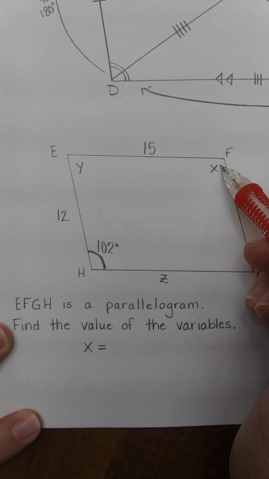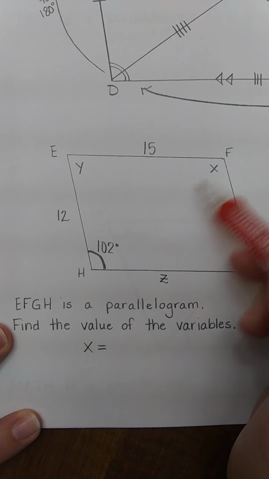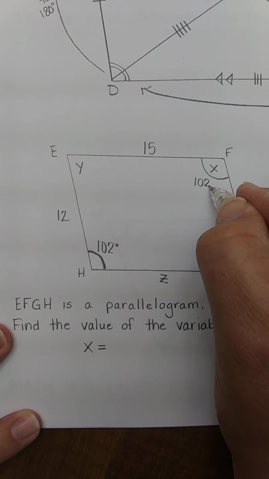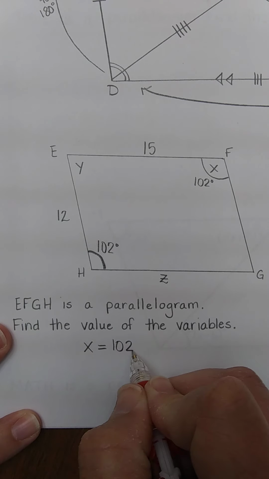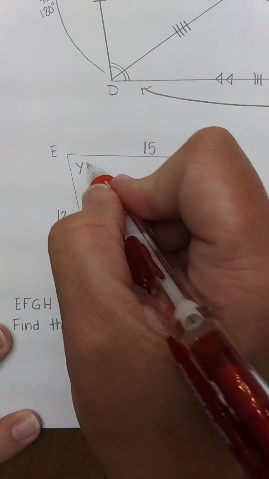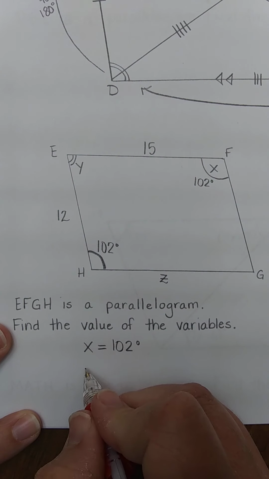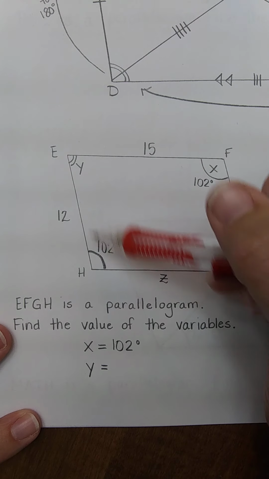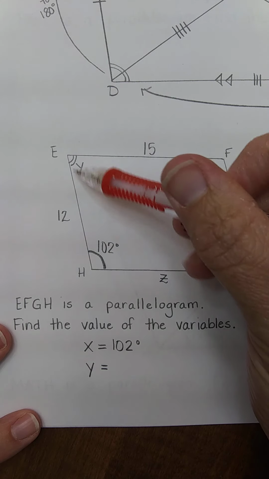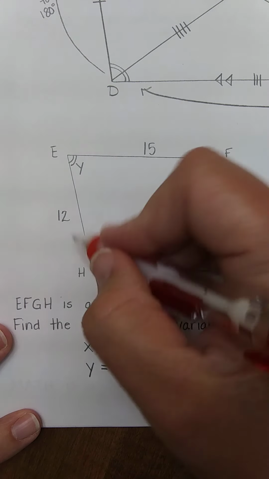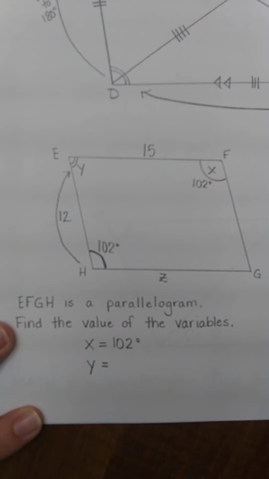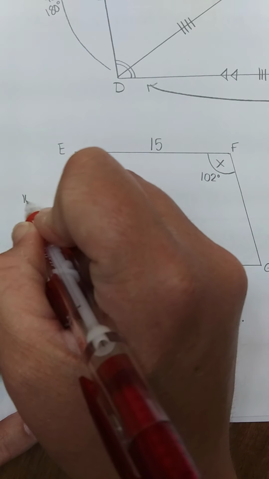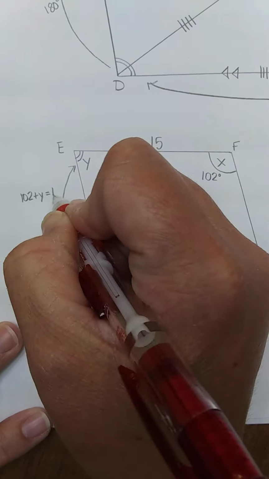So X is up here in corner F, it's opposite corner H, and H is marked with 102. And opposite angles are congruent. So that means X will also measure 102 degrees. Y is over here at angle E. Now it's right next to angle H. So they are not congruent because they're not opposite. Rather, they are consecutive. So these 2 angles in a row, like that, they need to add to 180. So I know that, make sure I'm writing where you can see, 102 plus y needs to equal 180.